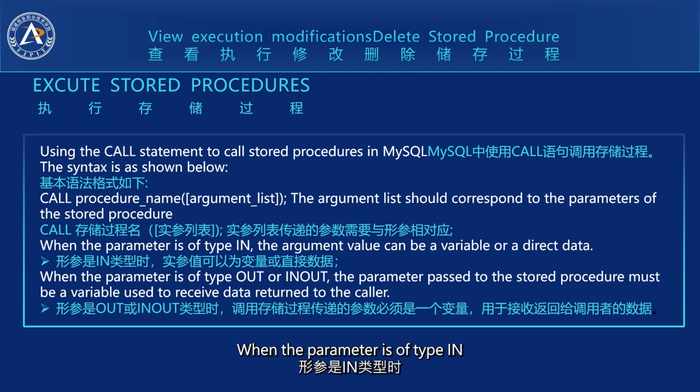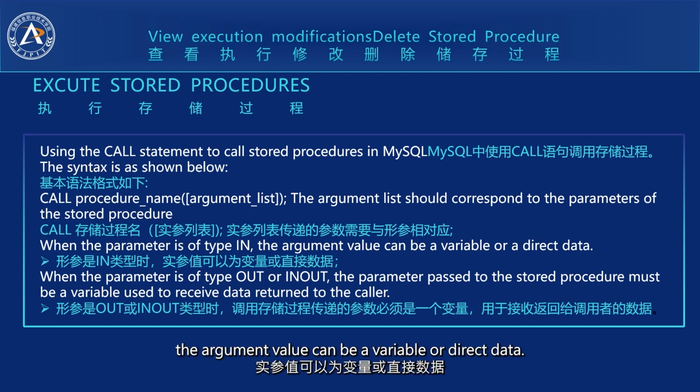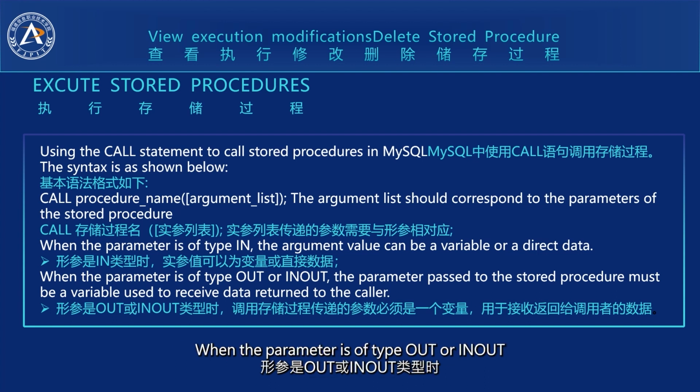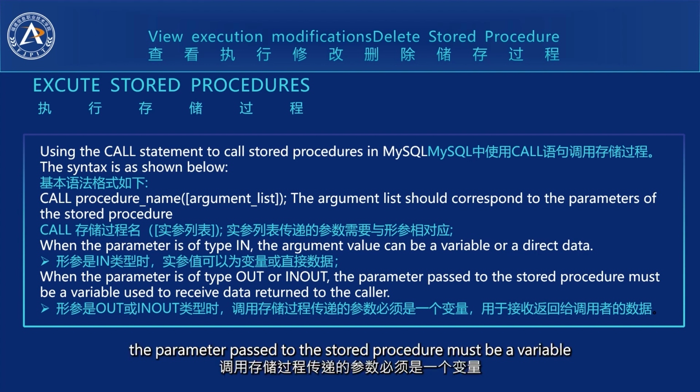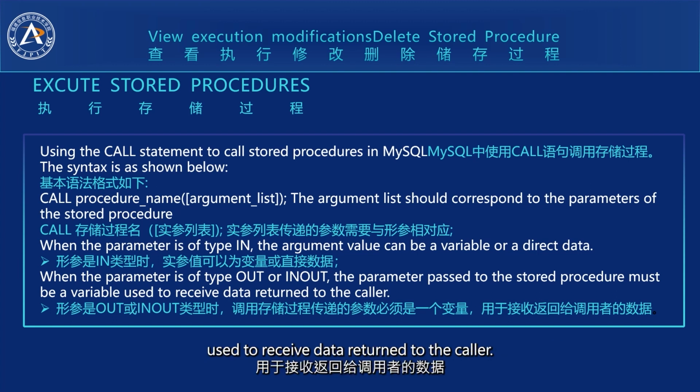When the parameter is of type IN, the argument value can be a variable or direct data. When the parameter is of type OUT or INOUT, the parameter passed to the stored procedure must be a variable used to receive data returned to the caller.